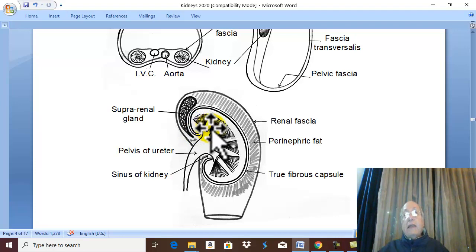We should take care that the kidney moves up and down during two conditions. During movement of the diaphragm, during respiration, or during a change of position. When you are lying flat and you stand, the kidney with gravity can move within a vertical axis within 2 or 3 centimeters.